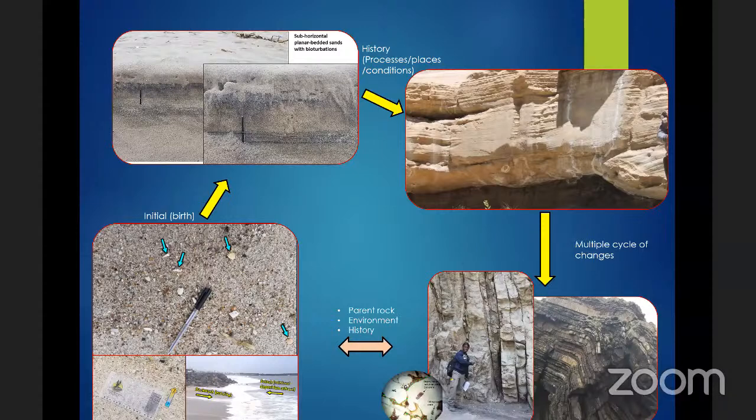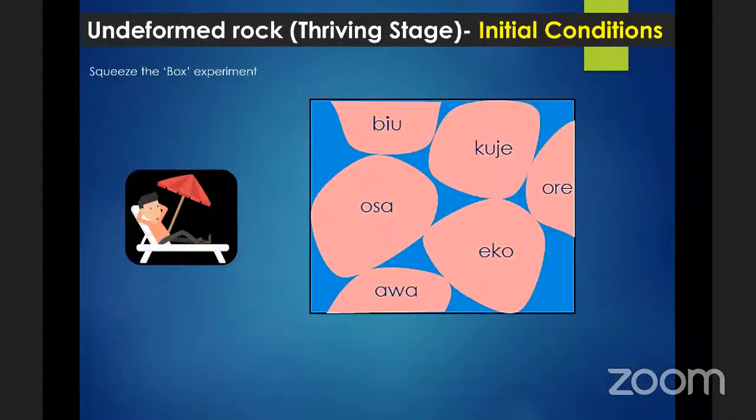Okay, so let's look at what I call the squeeze the box experiment. Just my own nomenclature, just for you to better appreciate how some of these things might happen. And then at this level, we're thinking of the reservoir at the level of thin section, at the microscopic level. So imagine the initial stage, the undeformed rock, the rock that was just dislodged from its parents, which you saw in those videos.